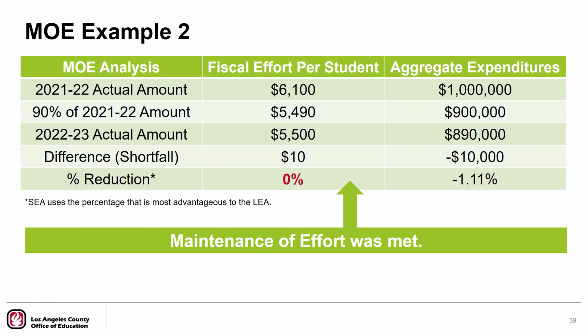In this next example, we see that maintenance of effort was also met. And again, the LEA needed to spend $5,490 per student or $900,000 in the aggregate during fiscal year 2022-23. Here we see that the LEA met the 90% level on a per student basis, and therefore maintenance of effort was considered met because the LEA only needs to meet it one of the 2 ways.